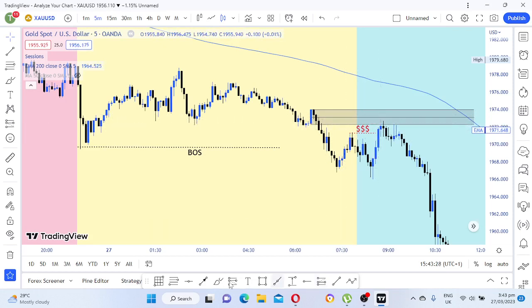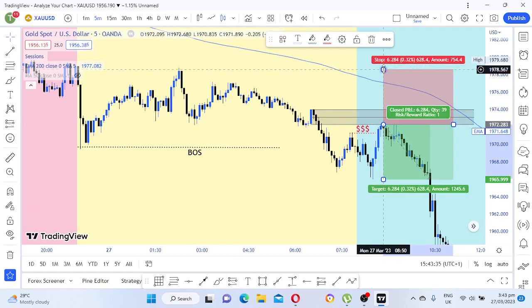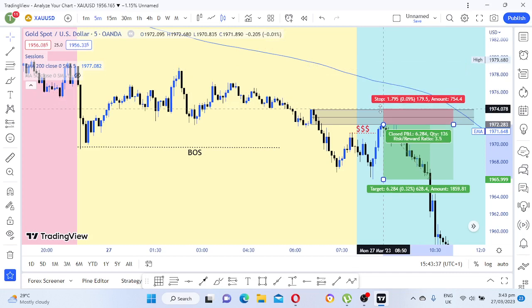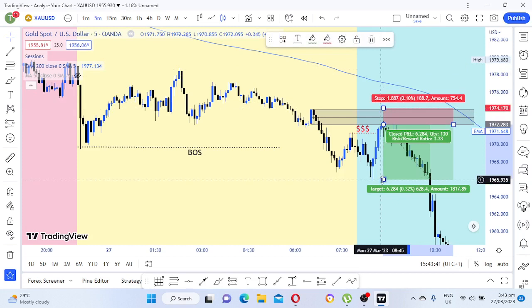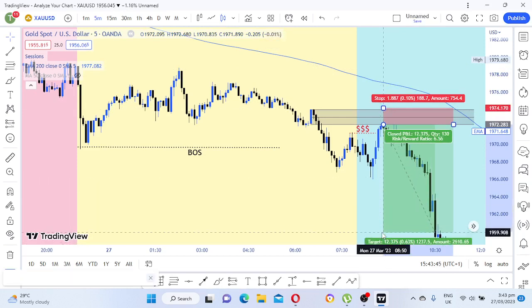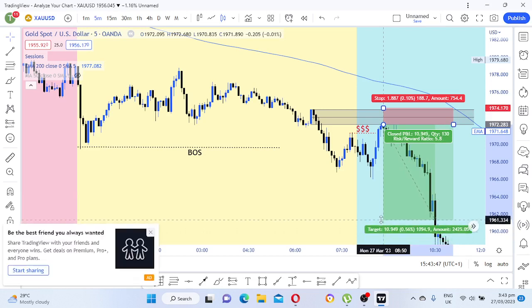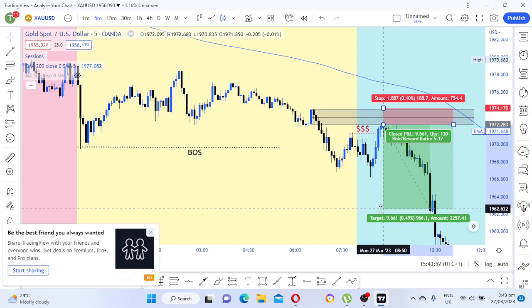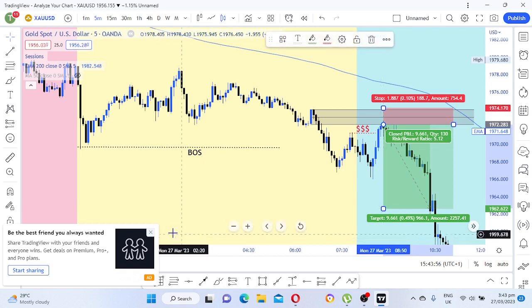So this is where I entered, and my stop loss was just above this high over here, and I was targeting, let me say, 1.4. Yeah, 1.4. I was targeting 1.4R.